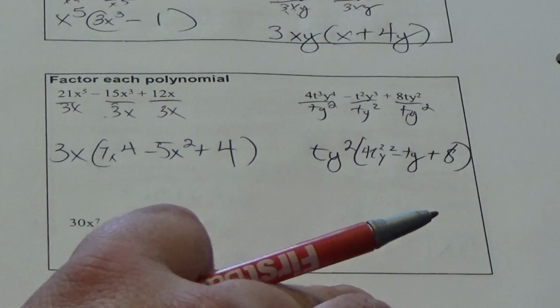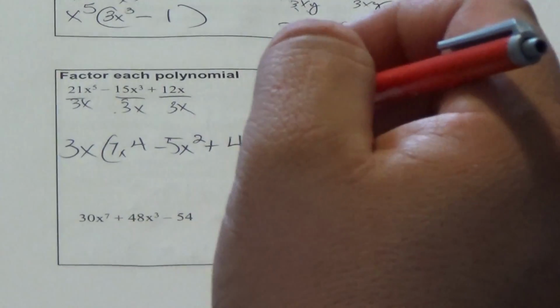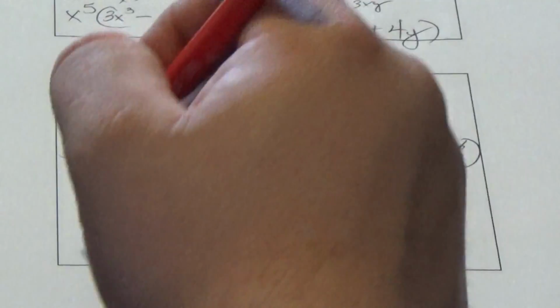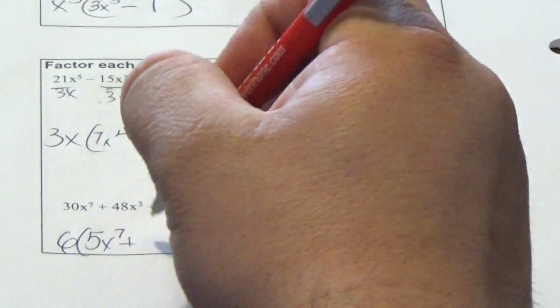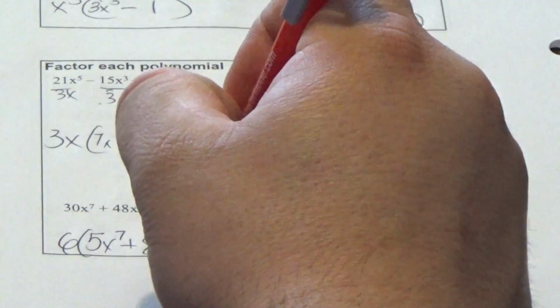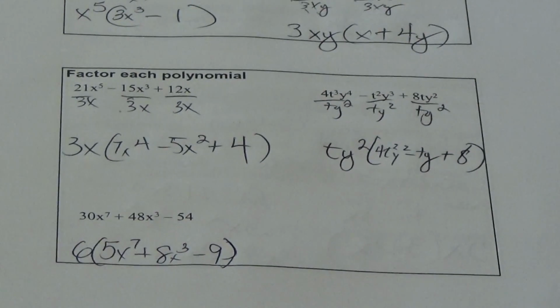All right, and this last one. Looks like 6, and that's it. So I'm just dividing by 6. This is really easy. 5x to the 7th, plus 8x cubed, minus 9. Sometimes you get lucky like that and you don't have to handle the variables.